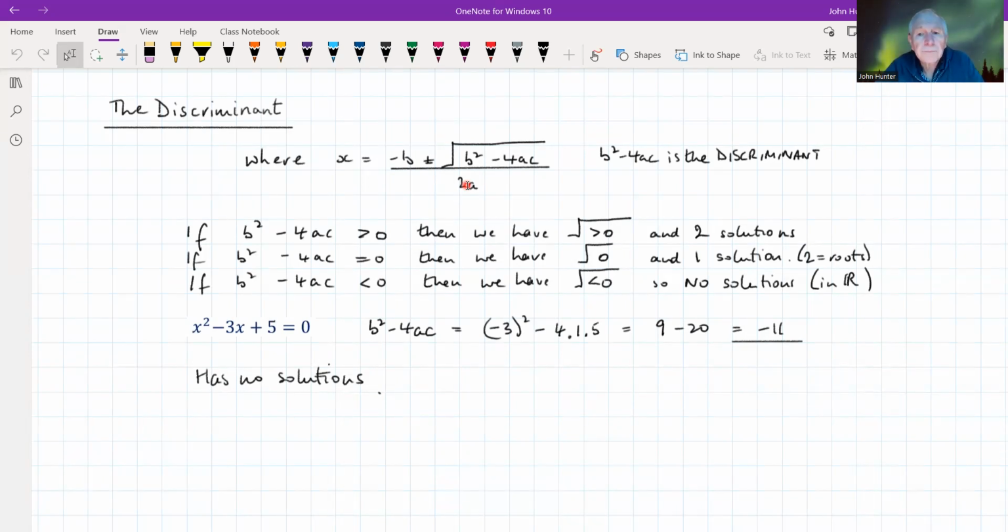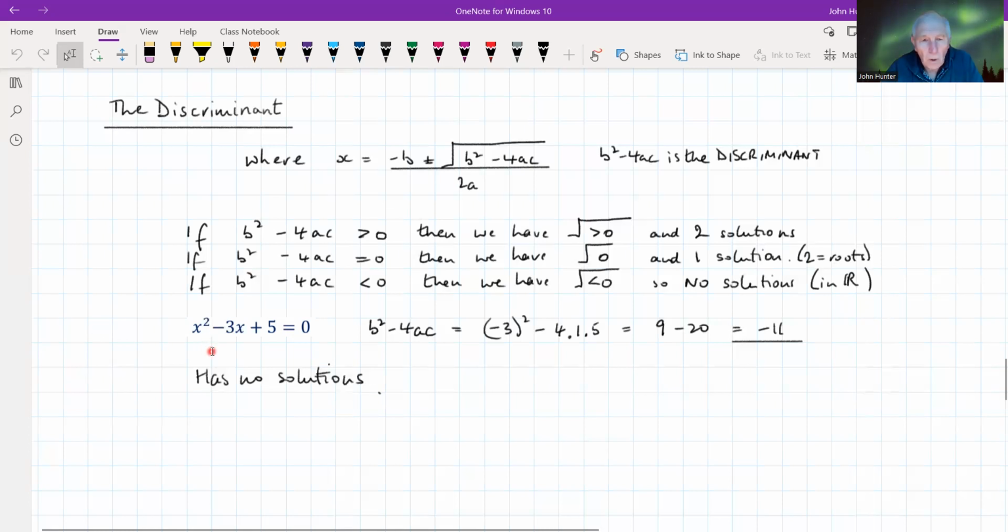Now, the other possibility is, of course, it's negative. And that would mean that we're actually looking for the square root of a negative number. And in the real numbers, which is what we're interested in at GCSE and A level, that would mean that we can't solve this equation. There are no solutions in the real numbers, although sometimes the terminology is there are no real solutions. If you see that, no real solutions, that just means that there are no solutions in the number sets that we are interested in for GCSE and for A level.